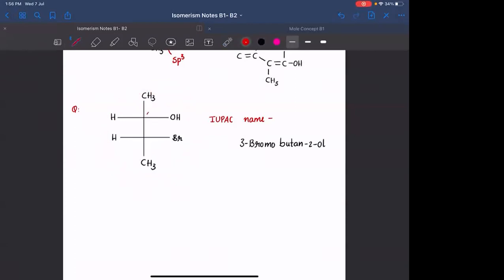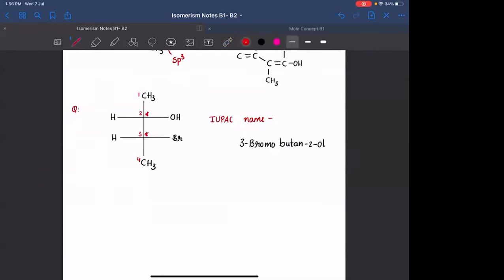Yes, it can. It has 2 chiral carbons. So if it is exhibiting optical isomerism, there will be different molecules having the same molecular formula, and they will have the same name as well. So in order to differentiate among them, you will assign R and S. R and S assign karte samay, you need to do numbering. The numbering is done in such a way that the functional group gets the lowest possible number. So second carbon के ऊपर आपको OH है.